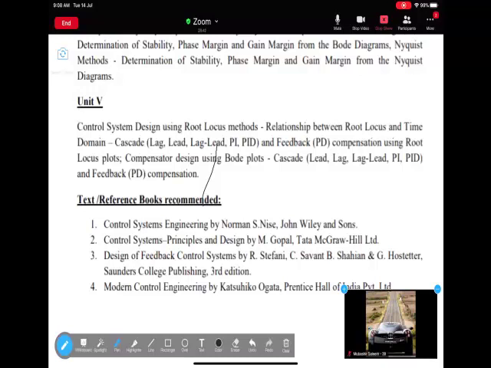So the fundamental book that I'll recommend, this is going to be your textbook, Control Systems Engineering by Norman S. Nise. I'll also be showing you some slides from this book during the course of this lecture. And then there are some other very good books. This book by Madan Gopal, Control Systems Principles and Design, is also a very good book. And then there are two other books, right?